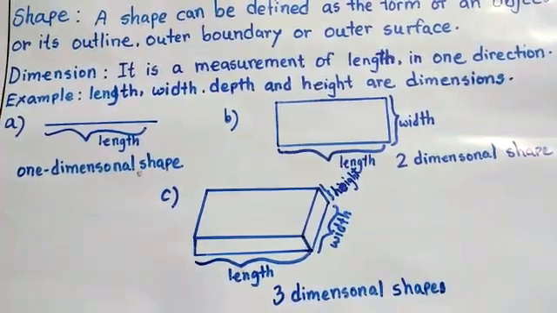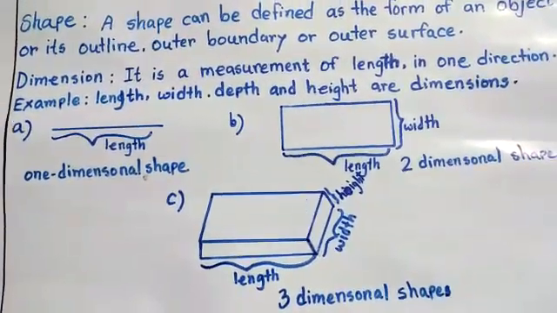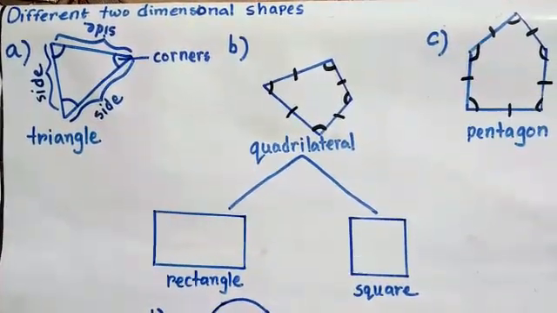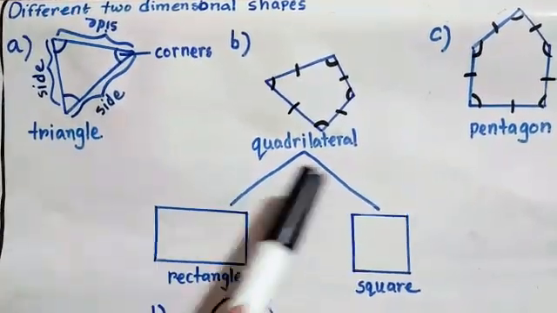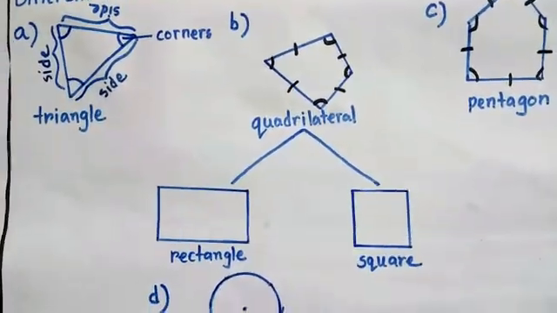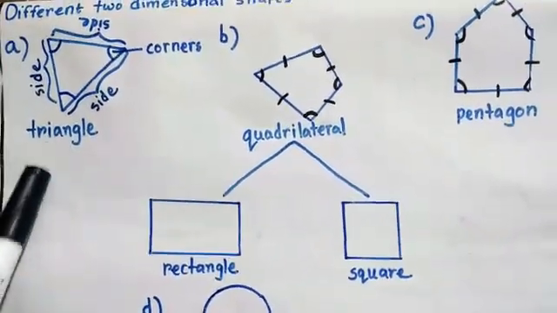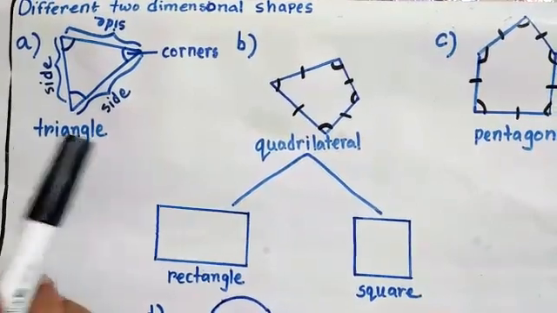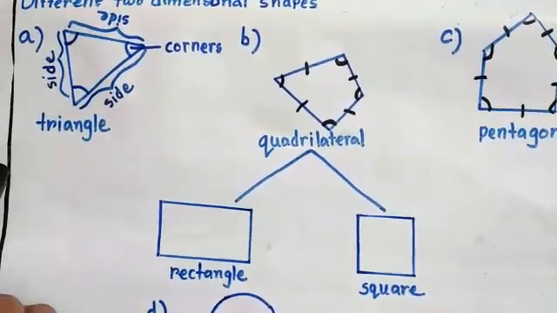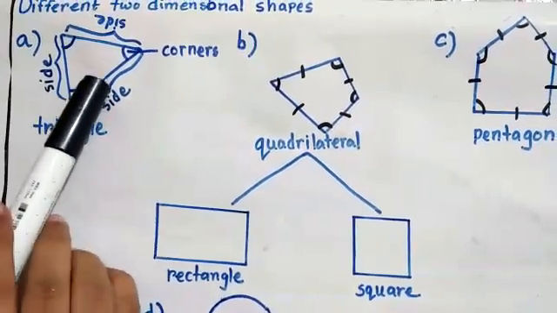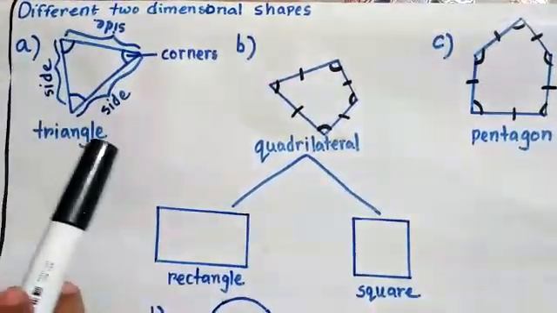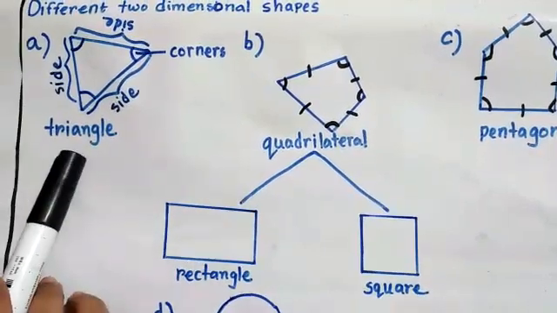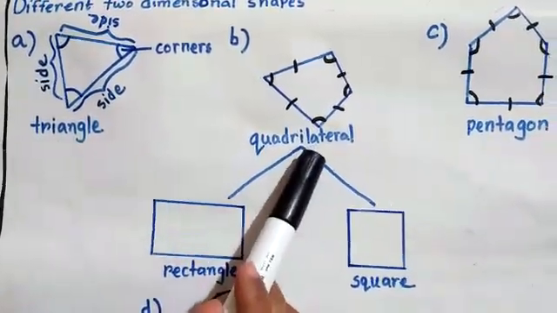Okay students, now I will show you different types of 2D shapes. There are different types of two-dimensional shapes: triangle, quadrilateral, pentagon, circle. Triangle. Tri means three. That means 2D shapes which have three sides and three corners are called triangles. Look, I have shown here three sides and three corners of this shape. That means a triangle has three sides and three corners. Now go to the next one.